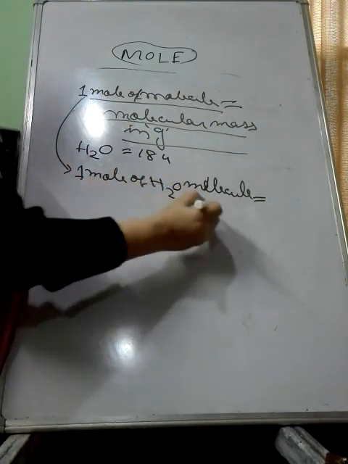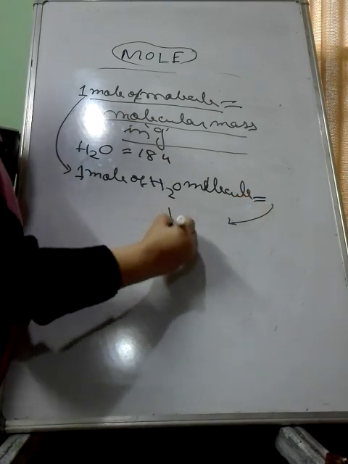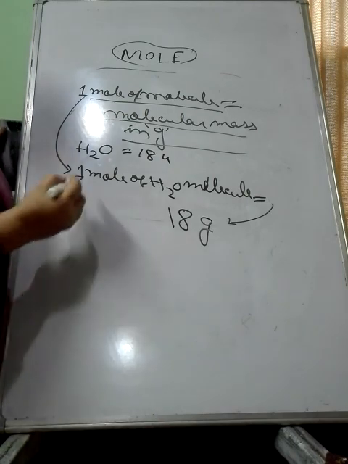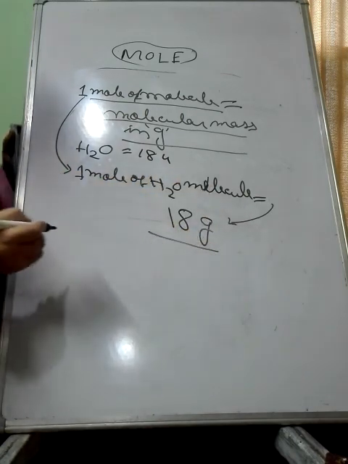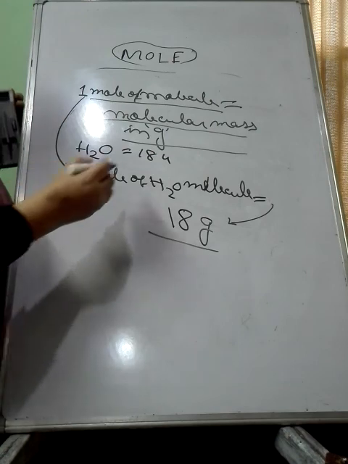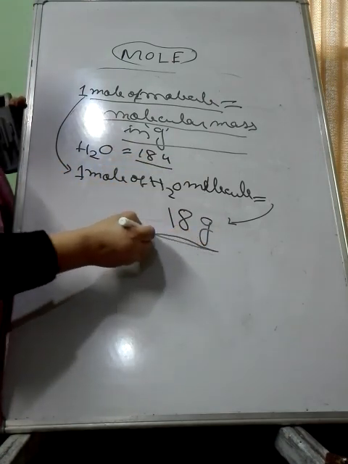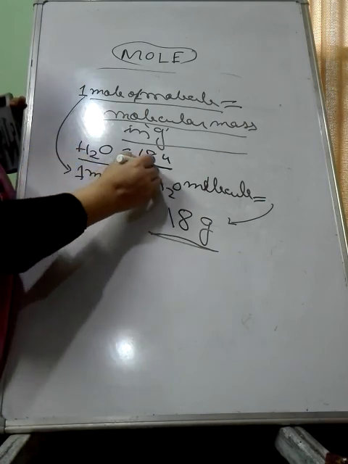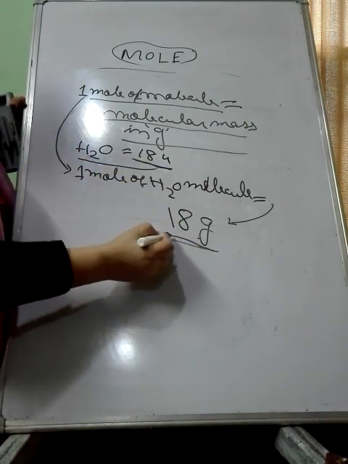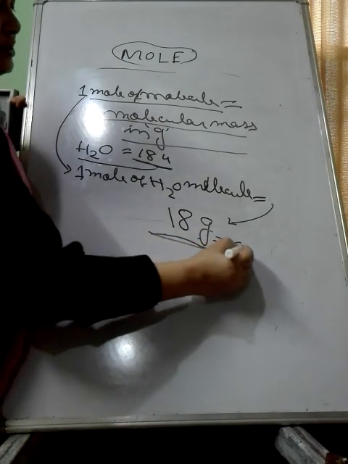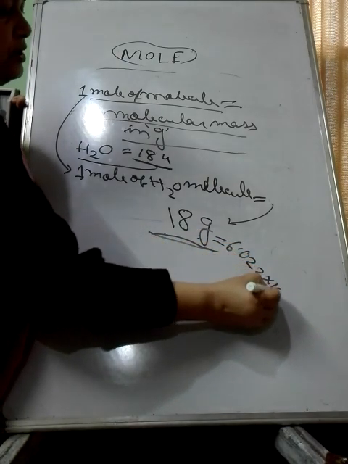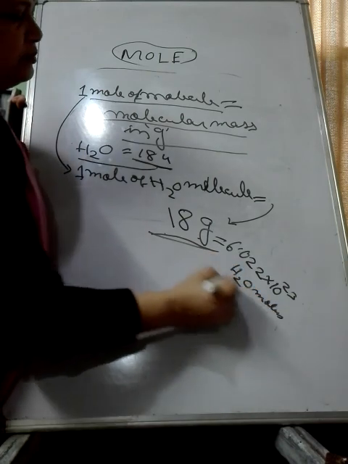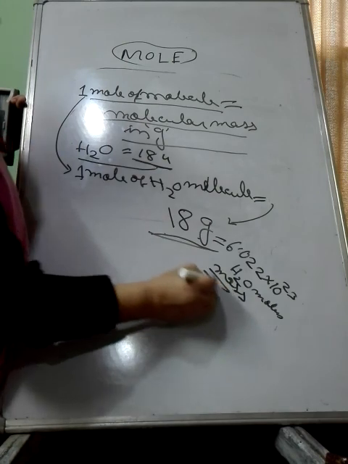So 1 mole of water molecules equals what? It will be 18, not U, I have to write gram here. So 1 mole of water molecules equals 18 gram. So there is a difference between 18 U and 18 gram. 18 U is the mass of only 1 molecule of water, mind it, but 18 gram is the mass of 6.022 × 10^23 water molecules. That concept is very important.